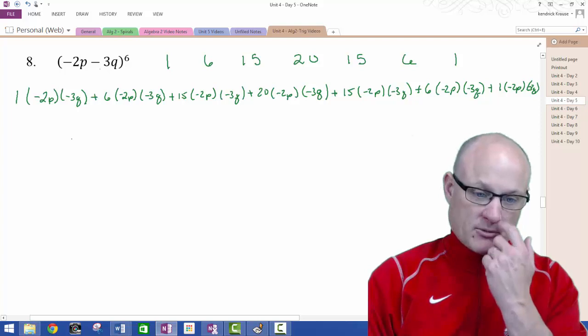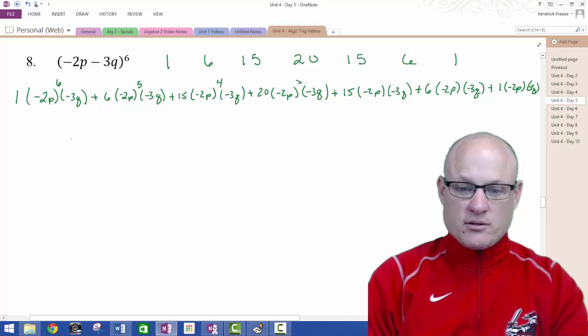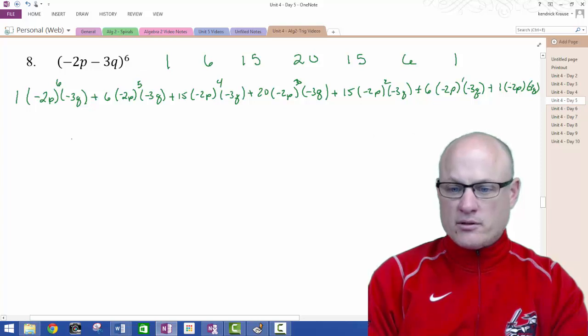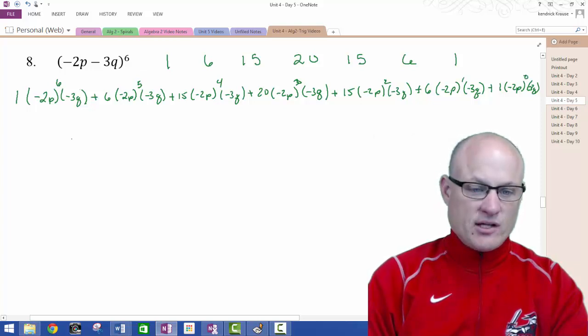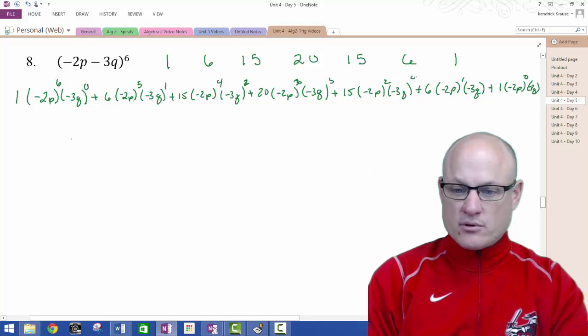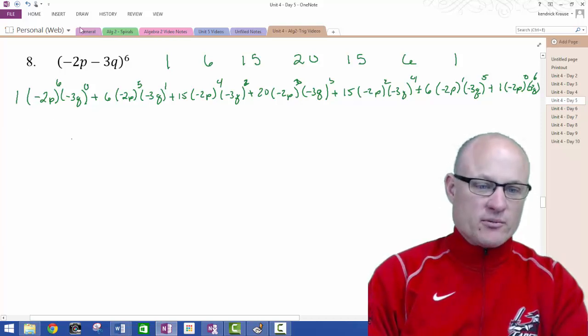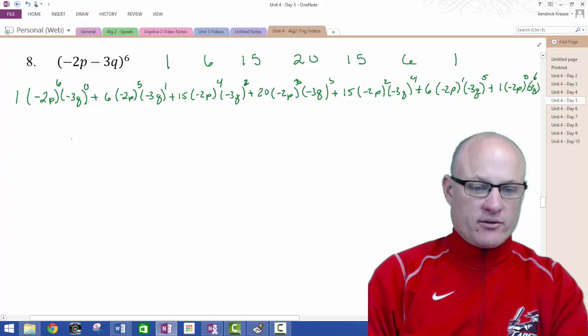All right. Exponents go 6, 5, 4, 3, 2, 1, zero. Oh, we forgot the 2. 1, 2, 3, 4, 5, 6. Whew. Get rid of the zeros. Let me get some red pen in there and get rid of these zeros.